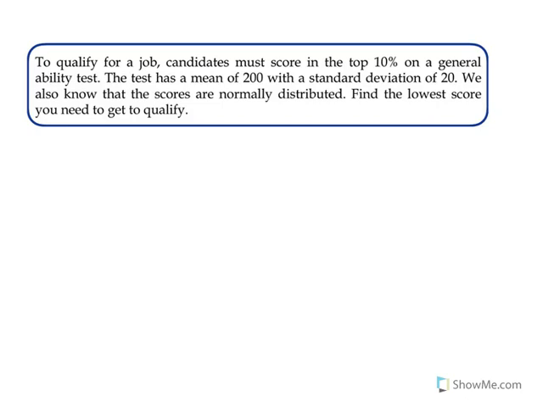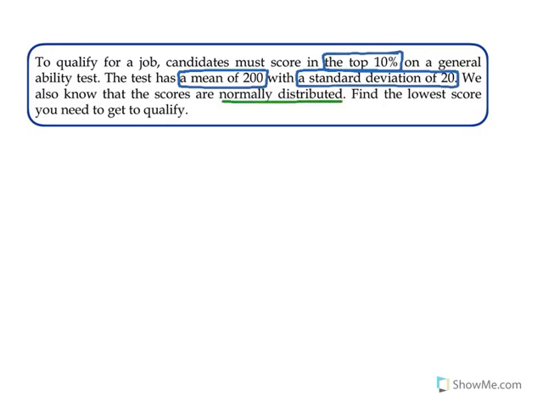Okay, in this question, we read it together. To qualify for a job, candidates must score in the top 10% on a general ability test. The test has a mean of 200, with a standard deviation of 20. And we also know that the scores are normally distributed.